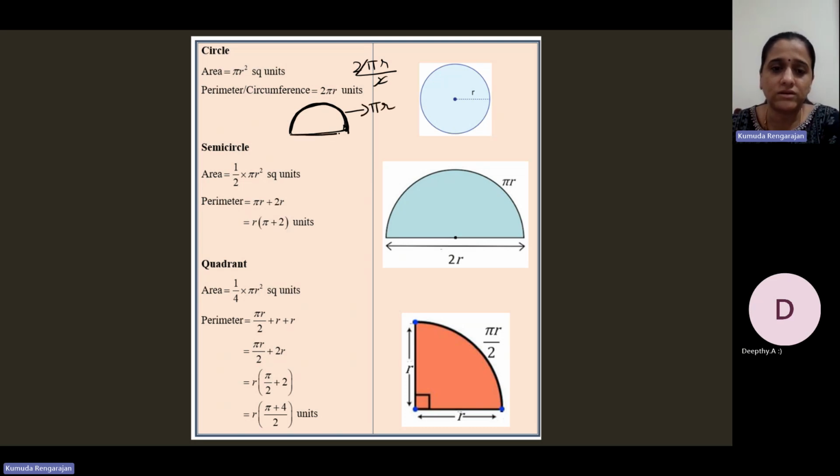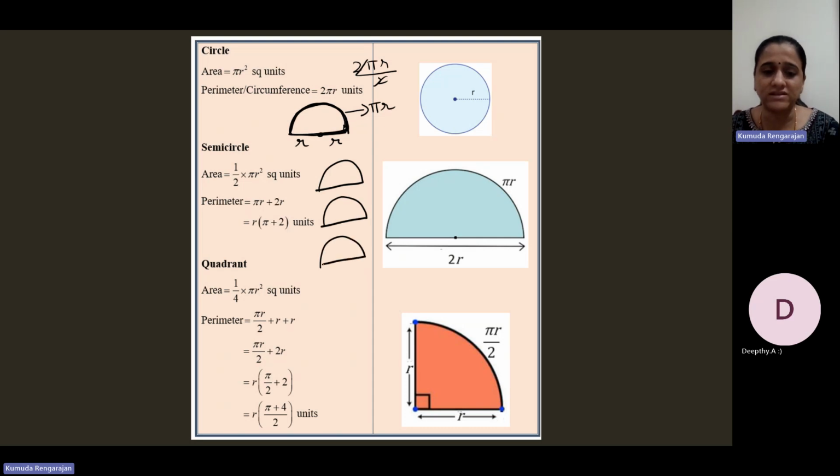But what about this one? This is the diameter. So it is r from here and r from here. So r plus r, 2r. So the perimeter of a semicircle is given by the formula pi r plus 2r, or pi r plus d, the diameter.